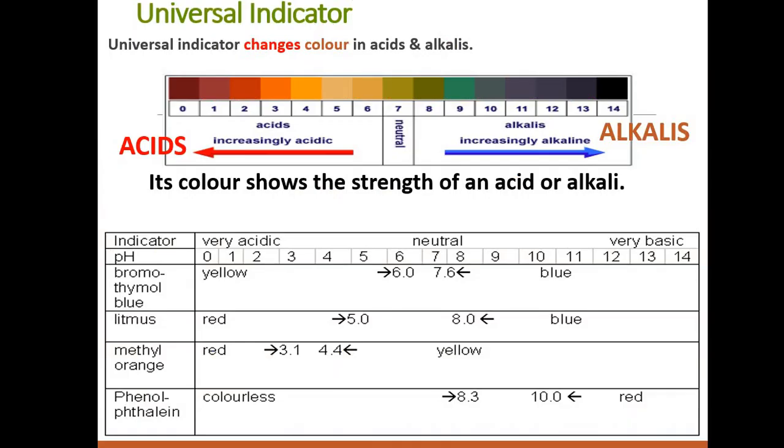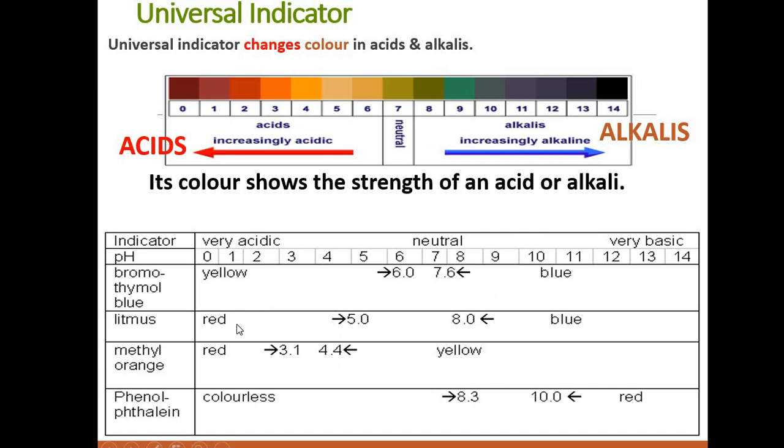The next method is the use of universal indicator. By using universal indicator, we can find out the value of pH. Here in the table different pH values are given and different indicators are given which show different values. If the solution is very acidic, the color will be yellow for acid and for basic it will be blue.